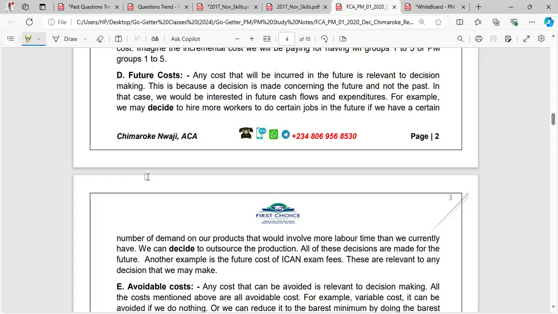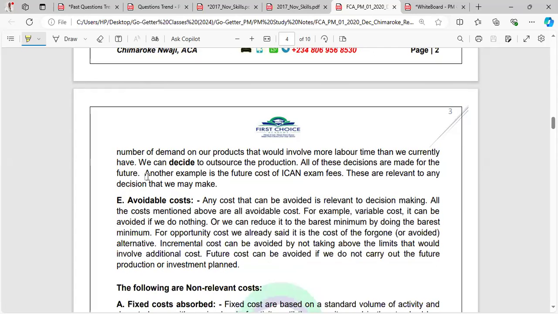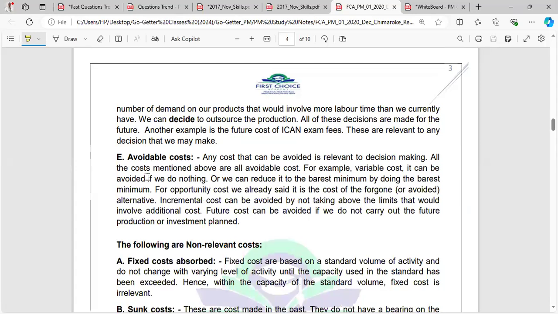Then we have avoidable costs. What are avoidable costs? Avoidable costs are costs that you can avoid. Now let's look at an example of avoidable costs. Transportation costs can be seen as avoidable costs.